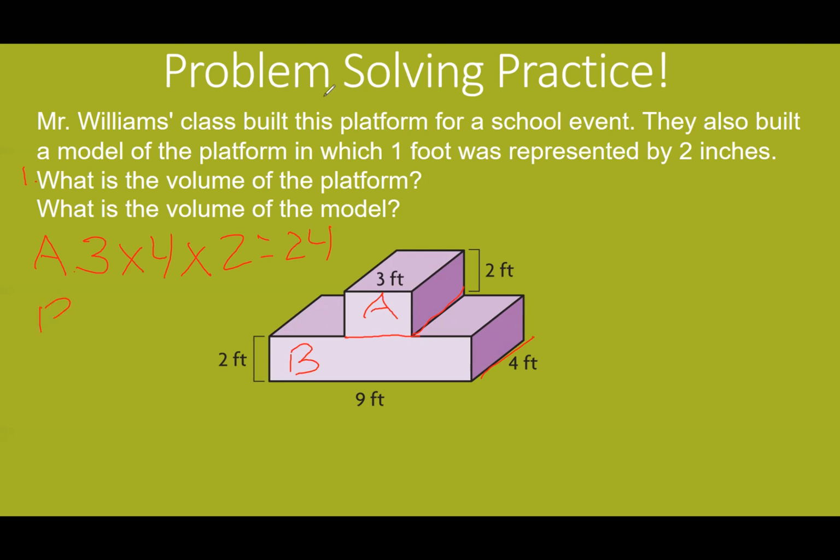Now the volume for B. The length of B is 9, the width is 4, and the height is 2. So I know that 9 times 4 is 36, and now I need to multiply 36 times, whoops, not times 3. I'm glad I caught that mistake right away. Times 2. 6 times 2 is 12, and this makes 72. So it's going to be 72 feet cubed.